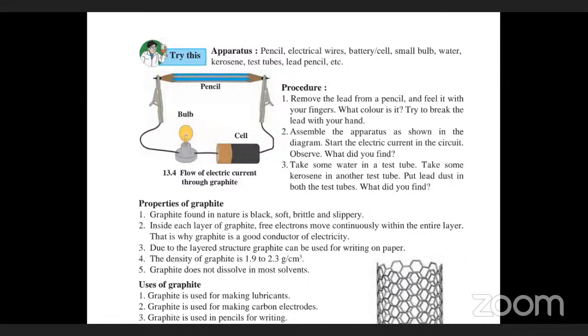So this you can try at your home also. It is quite simple. Just take a pencil, a bulb will be there. So many toys and all those things consist of small bulbs. So you can use those bulbs, and a cell is definitely very easily available. So you can try this experiment and tell me what happens.